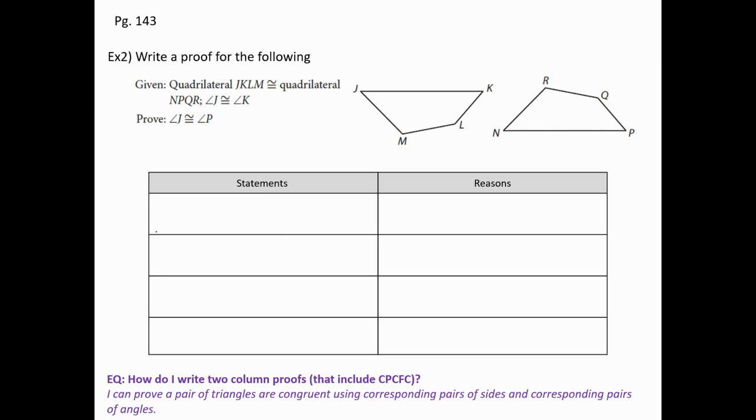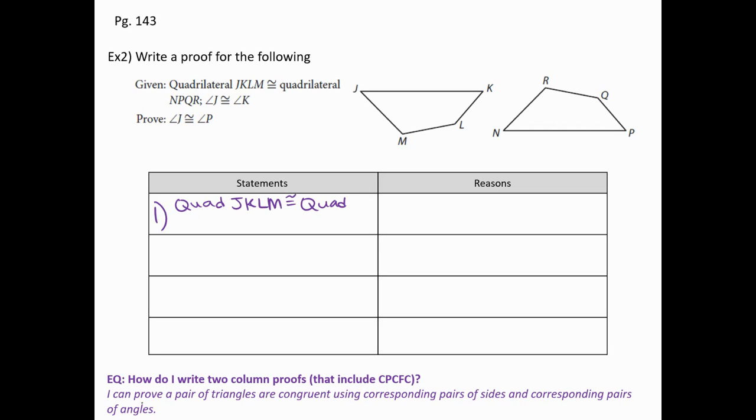So right off the bat, the very first thing I'm going to do before anything else is write out my given. So I'm going to abbreviate these fabulous quadrilaterals and say quad JKLM is congruent to quad.